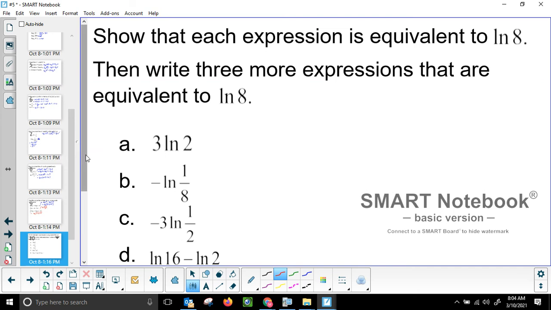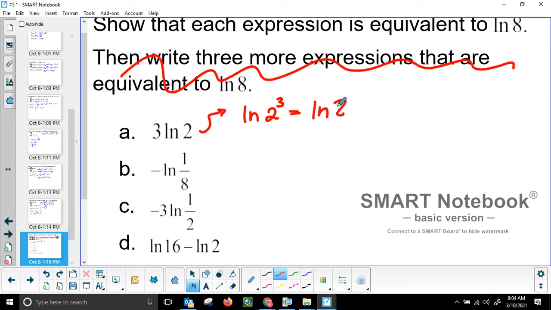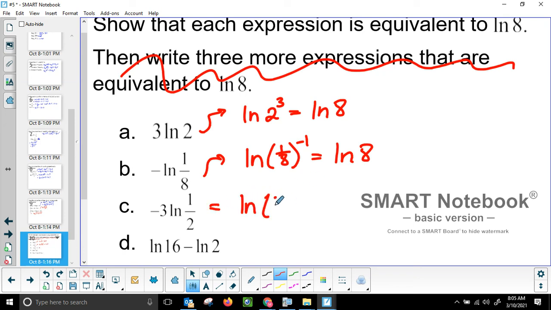All right, show that each expression is equivalent to ln of 8. I'm not going to worry about these for time purposes. So 3 ln of 2. This is the same thing as ln of 2 cubed, because I can bring this up as an exponent. And 2 cubed, of course, is 8. Here I can do similar. This is ln of 1/8 to the negative 1st power. Of course, that's the same thing as ln of 8. Here, similarly, we will say ln of 1/2 to the negative 3rd power, which is, of course, the same thing as ln of 8.